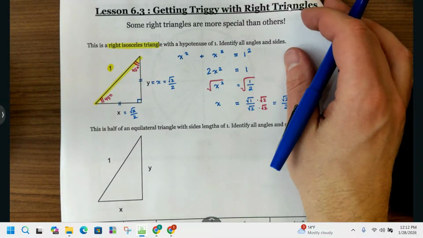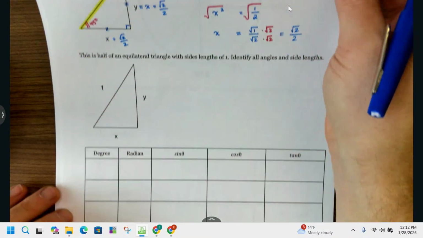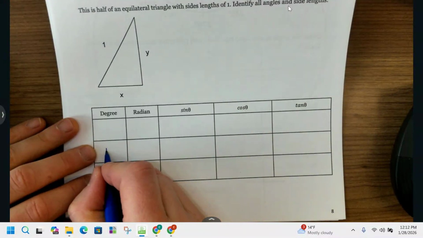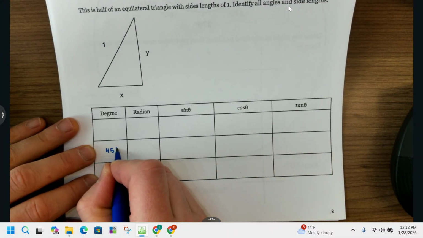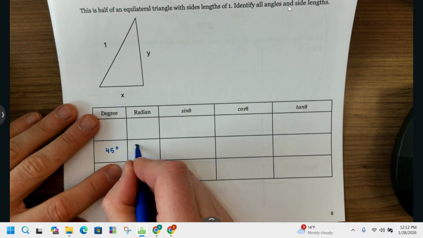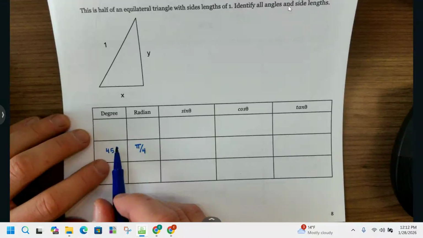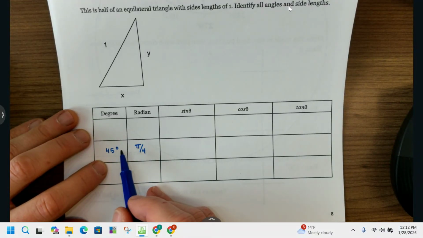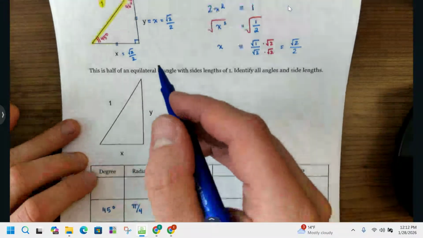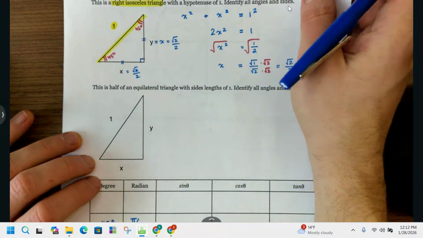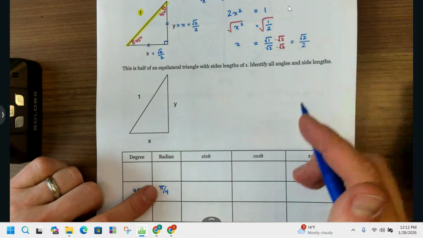Now, how is that helpful to us? Well, let's come down here for a second. 45 degrees in radians would be pi over 4. So anything that you would find for 45 degrees is going to be the same as pi over 4. Once again, I'm getting that from right here. And let's talk about the sine, the cosine, and the tangent at that angle.